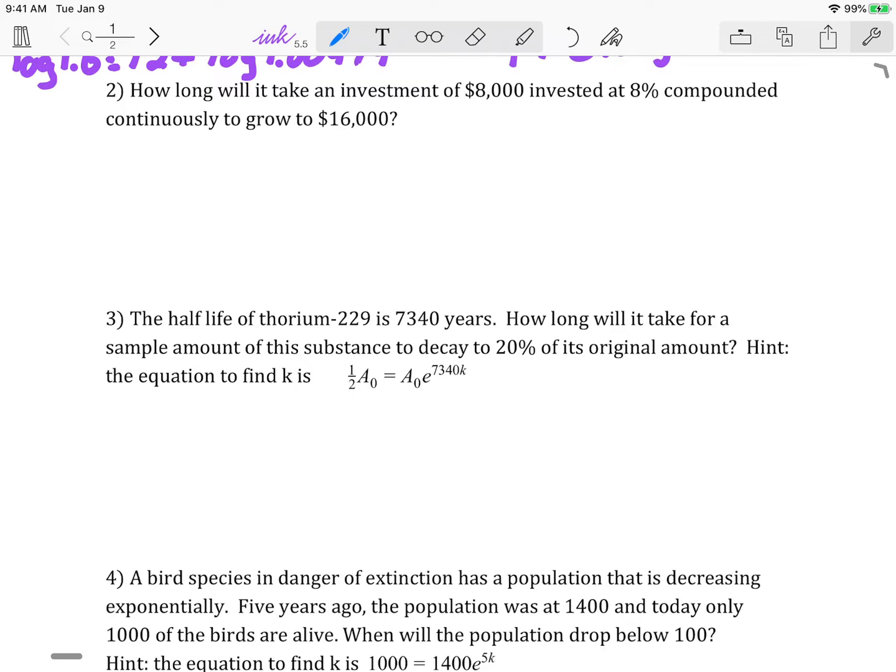Number two: how long will it take an investment of $8,000 invested at 8% compounded continuously to grow to $16,000? So again, my $16,000 is my A. That's what it's growing to. $8,000 was the initial, so that goes in for P. But compounded continuously, so that has e there. e to the r, 8% is 0.08, and then I have my t because I don't know how long. So I divide by my 8,000. I get 2 equals e to the 0.08t.